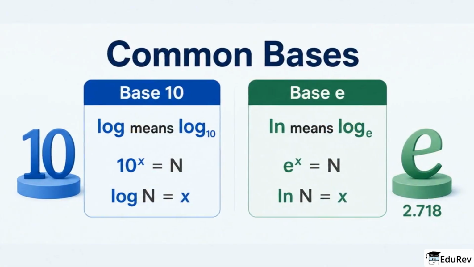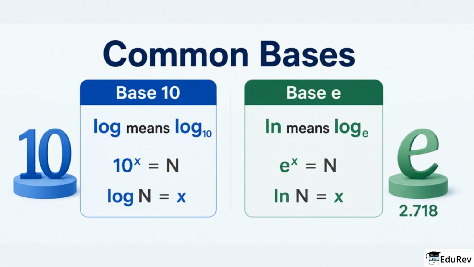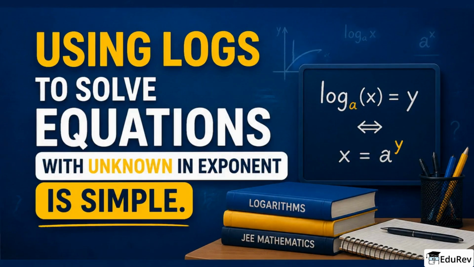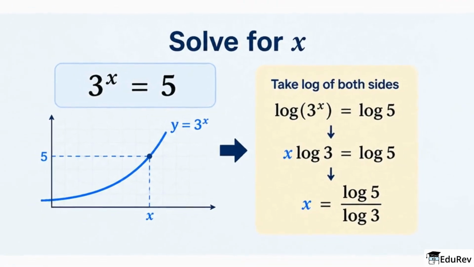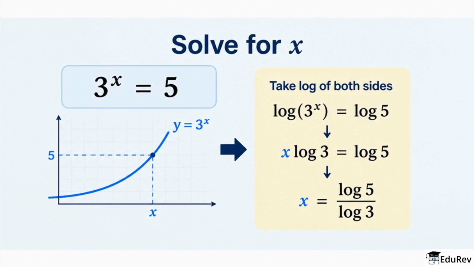We also use common bases often. Base 10 where log means log base 10 and base e, around 2.718, which we write as ln. Finally, using logs to solve equations with the unknown in the exponent is simple. For example, solve 3 to the power x equals 5 by taking log of both sides to get x times log of 3 equals log of 5. So, x equals log of 5 divided by log of 3.